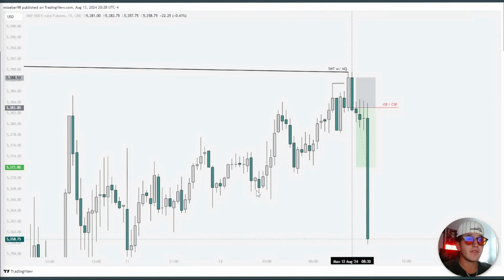Now the next trade that I actually took was in the same exact day because this was in the AM session. The next trade that I took was in the PM session, which starts at 1 p.m. Eastern Standard Time. So let's get into that.